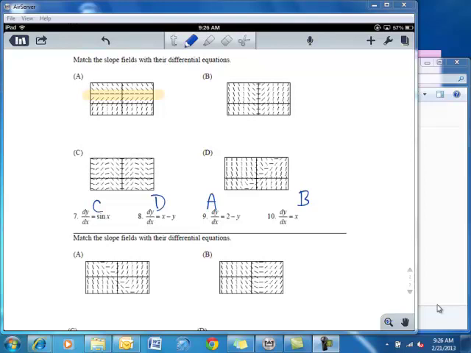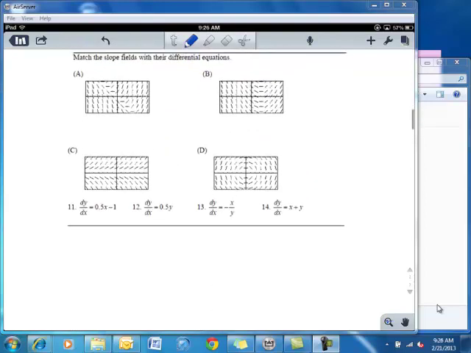Let's give you all a chance to do this by yourselves. Let's try 11 through 14. See if you can match these up.